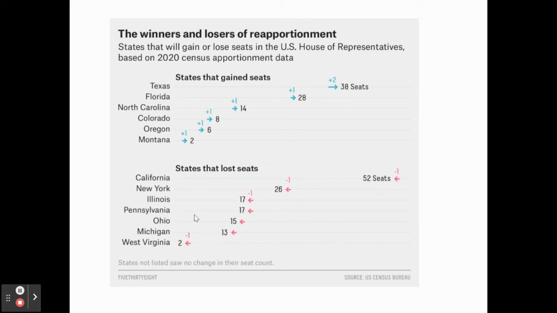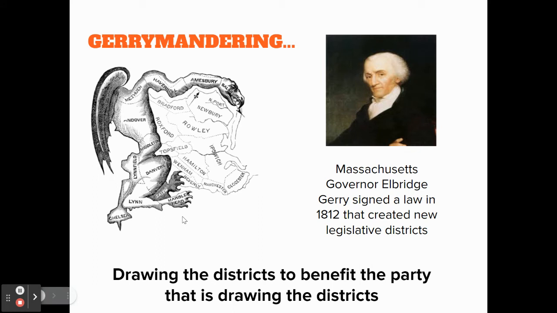It's important to note who's actually responsible for the redrawing of these districts. The districts are actually redrawn by the state legislature. So whatever party is in charge of the state legislature at the time of redistricting, it gives that party a huge advantage because they're going to be able to draw the districts in a way that probably will benefit themselves.